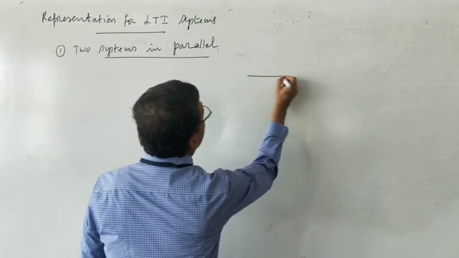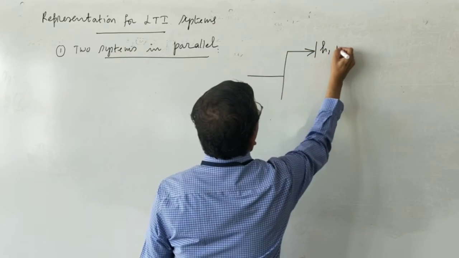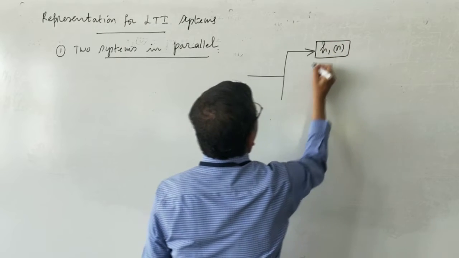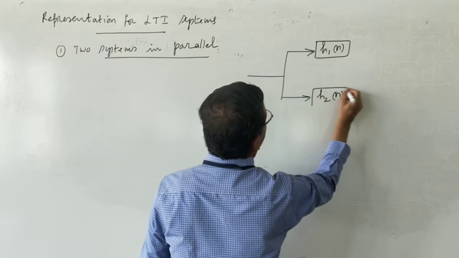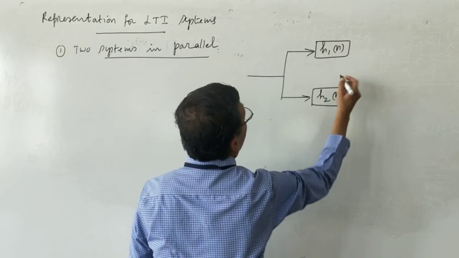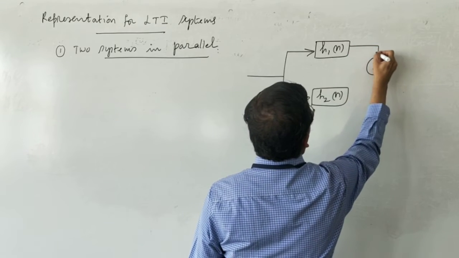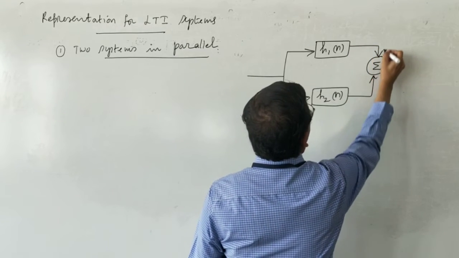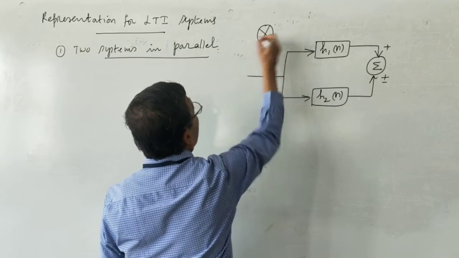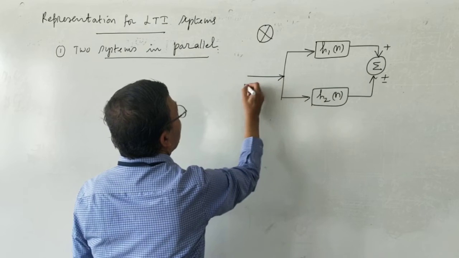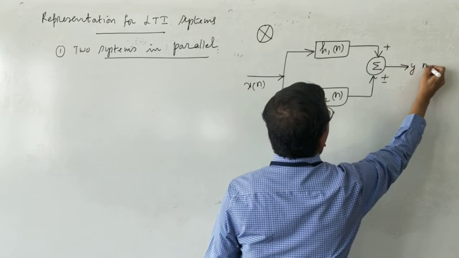I'll consider two systems in parallel having the impulse responses H1 of N and H2 of N. This is the symbol for a summer. This is plus minus. In control systems, this was the symbol for a summer. The input is X of N. The output is Y of N.